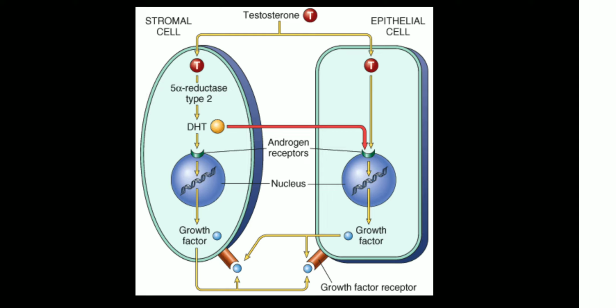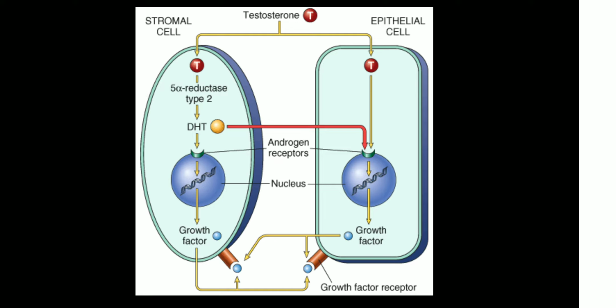And what does that result in? It results in the transcription of different proteins like growth factors. So the growth factors get released, and they act on the cell itself, or on the stromal or epithelial cells. Growth factors generated from the prostatic stromal and epithelial cells act on their own stromal and epithelial cells, which results in proliferation. Growth factor results in the growth of these cells.